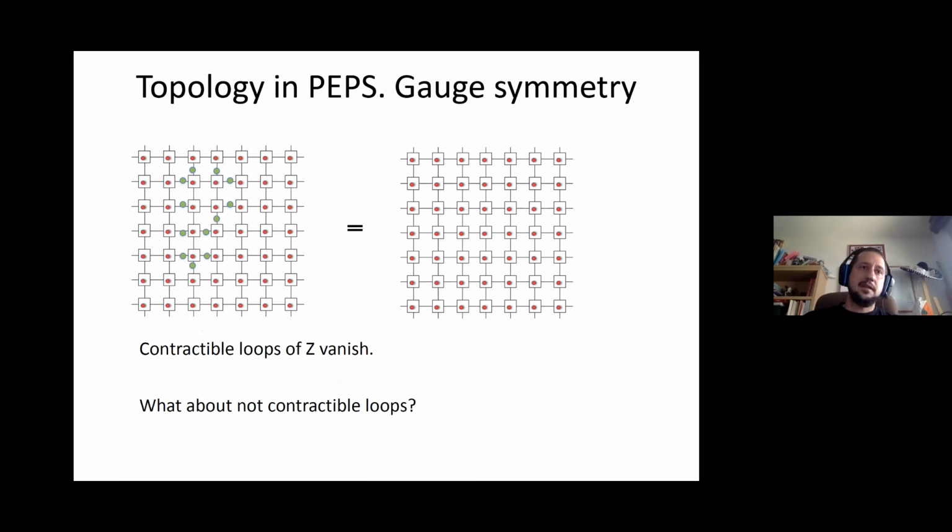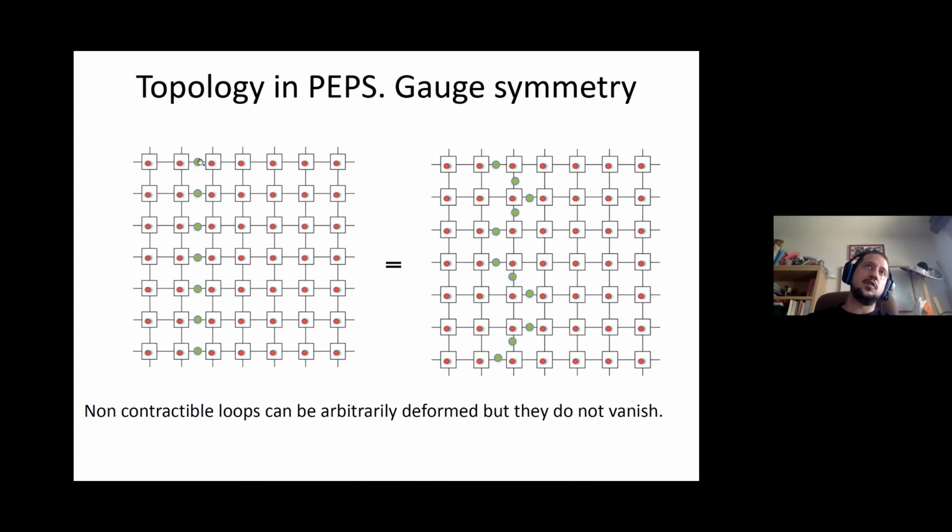What happens with non-contractible loops? Imagine that now I have a loop around a torus. So I have my PEPS on a torus, with periodic boundary conditions, and I have this loop that goes around the torus. Then, by the property of the symmetries of the tensor, I can deform this loop like that, for instance. But they do not vanish. I can move it, deform it, but they will never vanish.